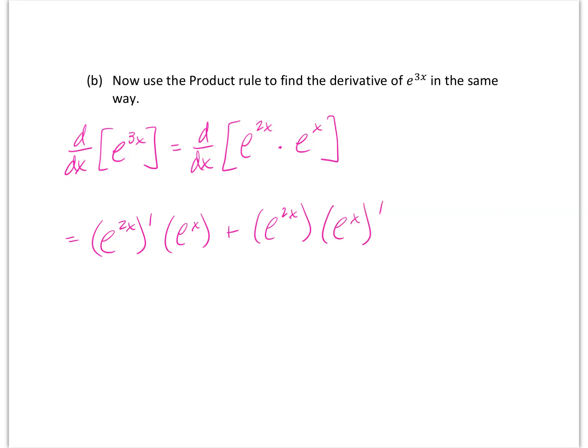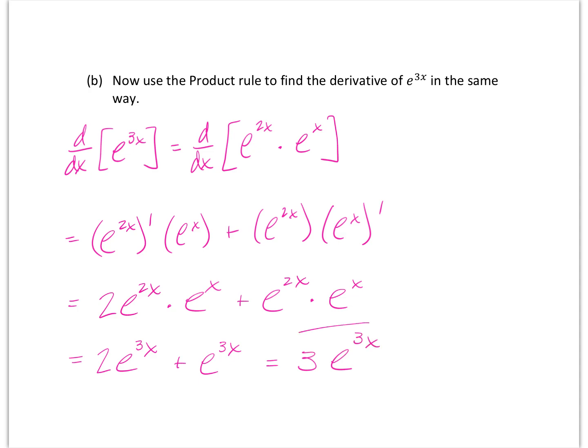Now I'm going to take these derivatives where I just put primes. The derivative of e to the 2x I did on the previous slide. I know that derivative now is 2e to the 2x times e to the x plus e to the 2x times the derivative of e to the x, which is e to the x. To simplify, 2e to the 2x times e to the x, again multiplying like bases, add the exponents, is 2e to the 3x, plus e to the 2x times e to the x, which is e to the 3x. So this comes out to 3e to the 3x.